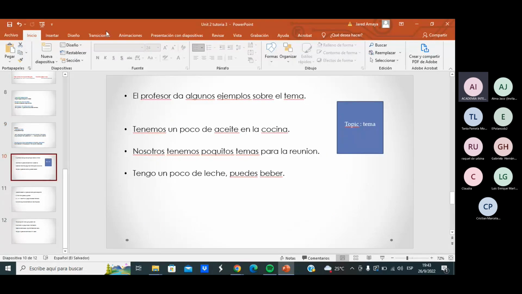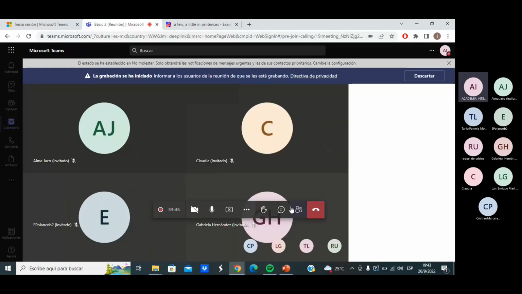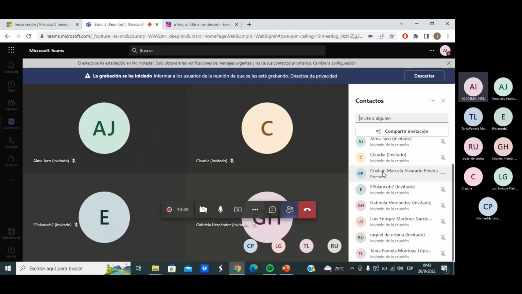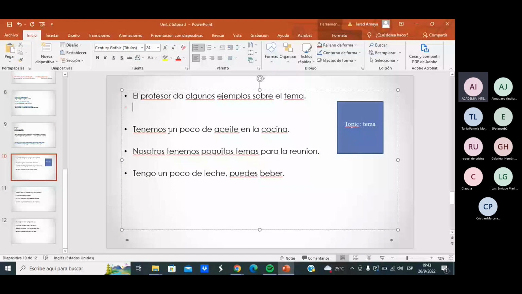We're going to make this one, but I think that you are going to make like one sentence. I'm going to choose who is going to participate, right? Alma, I don't know if you can. Yes. It's okay? Okay, good. Okay, you're going to do the first one. If you have doubt about some words, you can tell me.